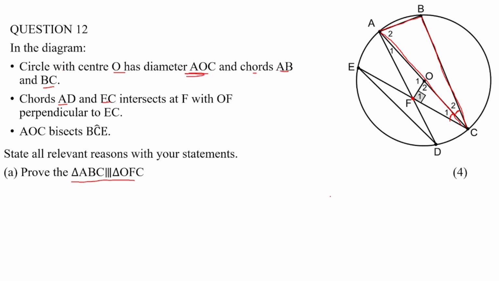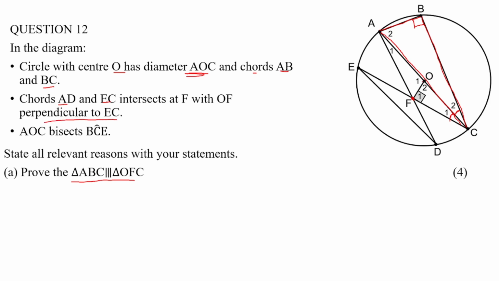So you have to look at the theorems that involve the diameter. We have the angle in the semicircle, so this angle is going to be 90 degrees. We have chords AB and BC, but we don't have much about that. And then chords AD and EC intersect at F, with OF perpendicular to EC.